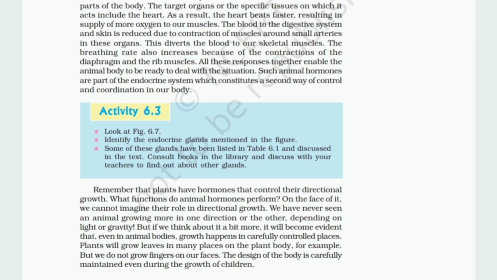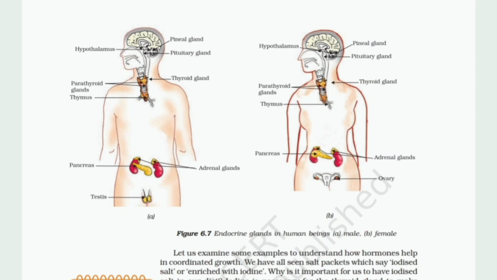But if we think about it a bit more, it will become evident that, even in animal bodies, growth happens in carefully controlled places. Plants will grow leaves in many places on the plant body, for example. But we do not grow fingers on our faces. The design of the body is carefully maintained even during the growth of children. Let us examine some examples to understand how hormones help in coordinated growth.